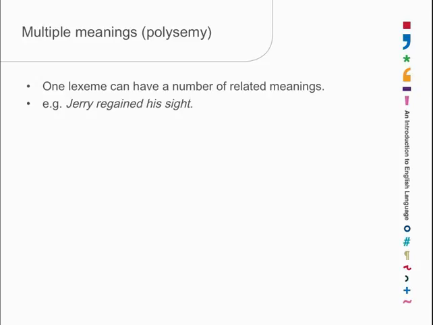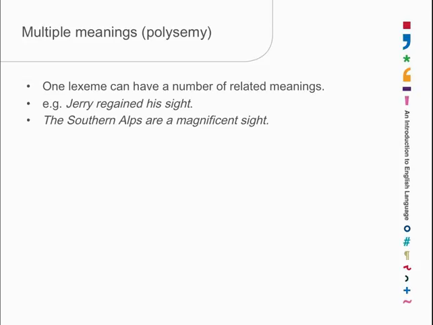So let's look at Jerry regained his sight. What does sight mean in this particular sentence? Well, it means something like his capacity for vision. And let's suppose that he's had an eye operation and now he's regained a capacity that he previously had, namely his capacity for vision. Well, how's that related to the Southern Alps are a magnificent sight? Well, they certainly haven't regained their vision. But obviously the two meanings are related.